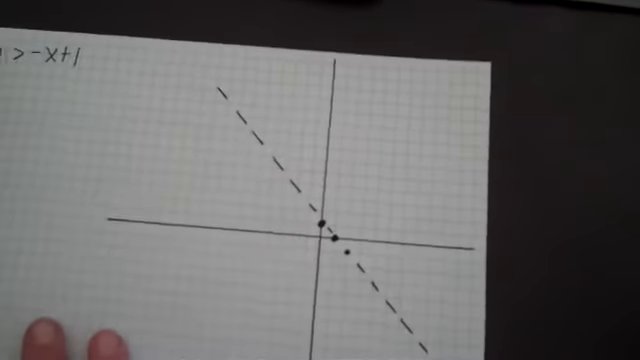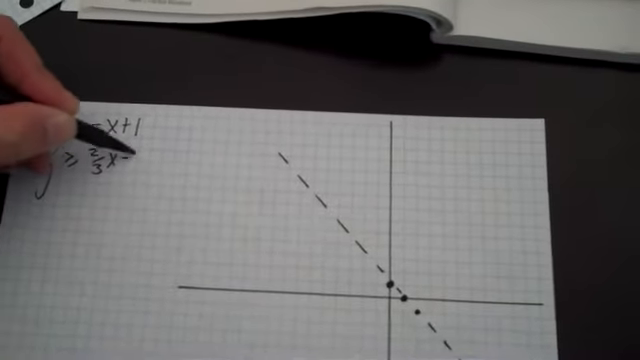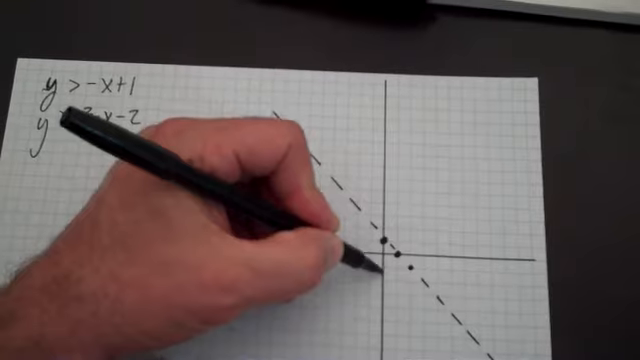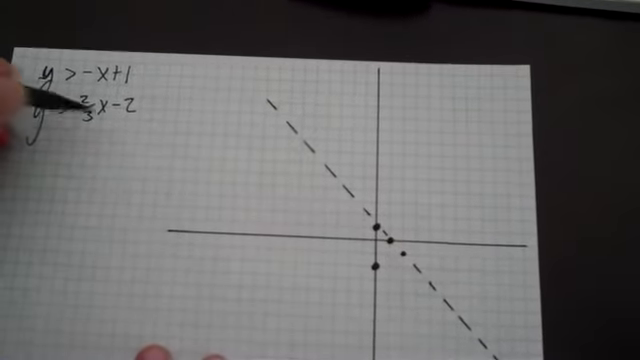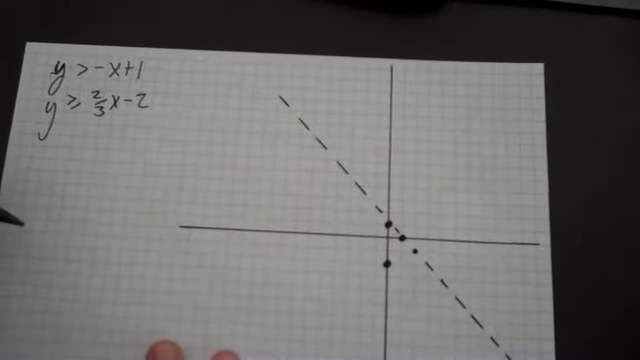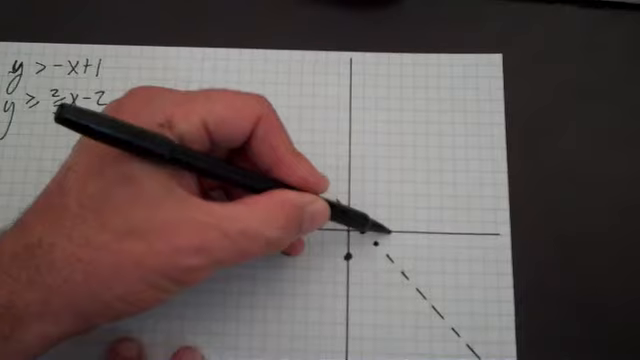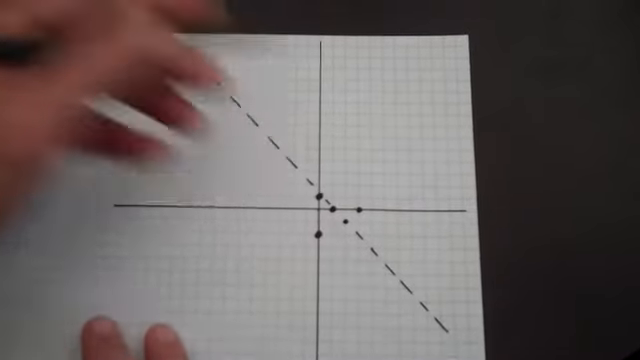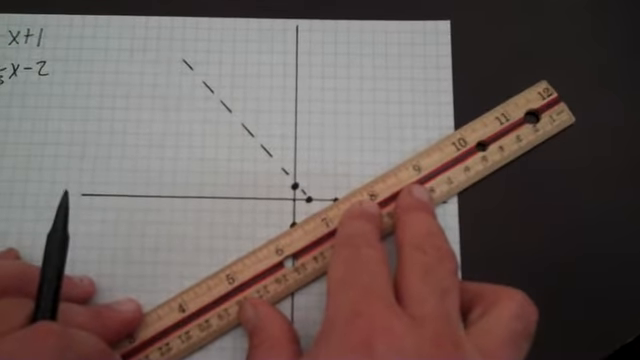And here's the second line. You have y is greater than or equal to 2/3 x minus 2. Y-intercept minus 2, and put a dot. And the slope is 2/3, which is up 2 and over 3. Slope of 2/3, up 2 over 3. And let's draw that as a solid line.